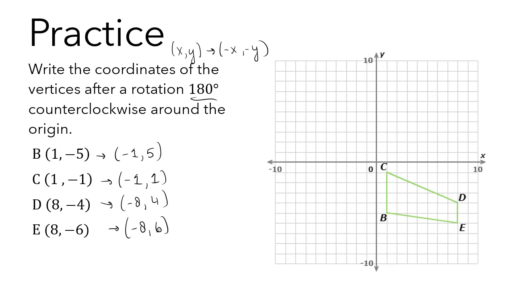So we can graph them. Negative 1, positive 5, 1, 2, 3, 4, 5. And that is B prime. Negative 1, positive 1, that's C prime. Negative 8, positive 4, that's D prime. And then negative 8, positive 6 is E prime. And so here's our shape after rotation.